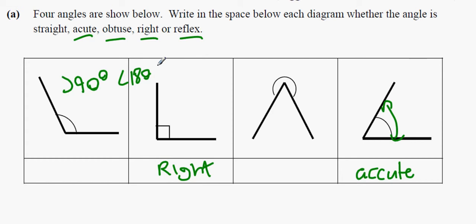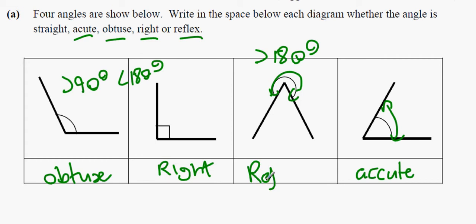So this is obtuse. And finally, a reflex angle is greater than 180 degrees. And we can see this angle here is much bigger than 180 degrees. So this is the reflex angle.